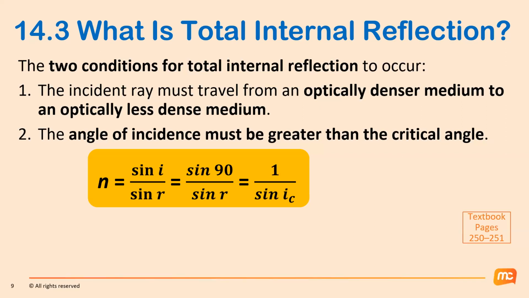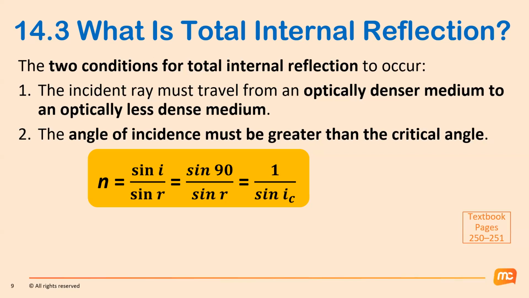So every time you have a light ray moving out from a glass block or water, you need to take note whether there will be TIR taking place, whenever it's from optically denser to less dense medium. And the second condition is that not every time from denser to less dense will TIR take place. It will only take place when the angle of incidence is greater than the critical angle.